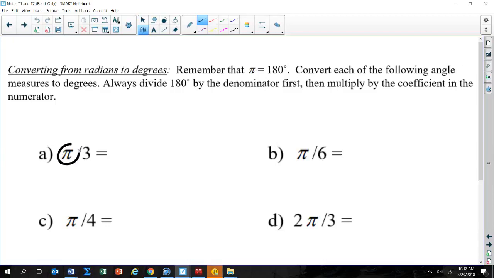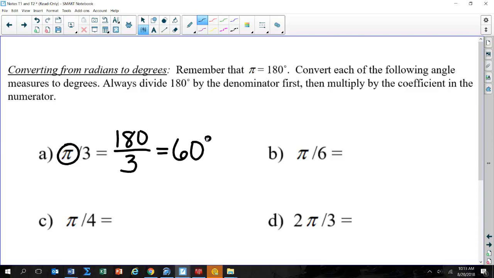Everyone agrees that pi radians is just equivalent to 180 degrees, correct? So all we're going to do is substitute that in. Instead of writing pi over 3, I'm going to write 180 over 3. Just subbing that in. 180 divided by 3 gives me how many degrees? 60 degrees. And hopefully by now you have that memorized. That pi over 3 is 60 degrees. If you don't have it memorized, memorize it, because we'll be using that a lot.